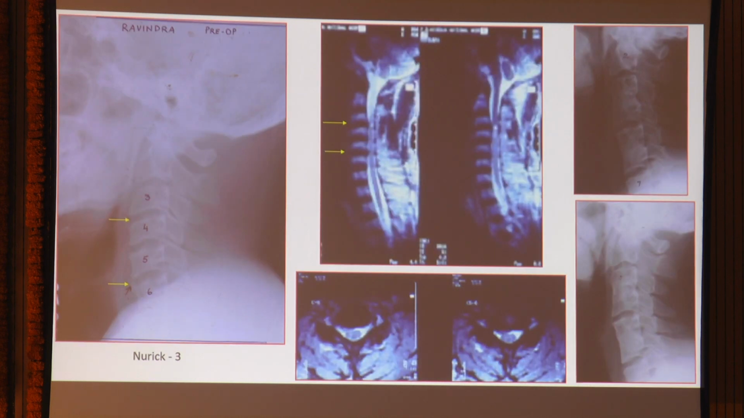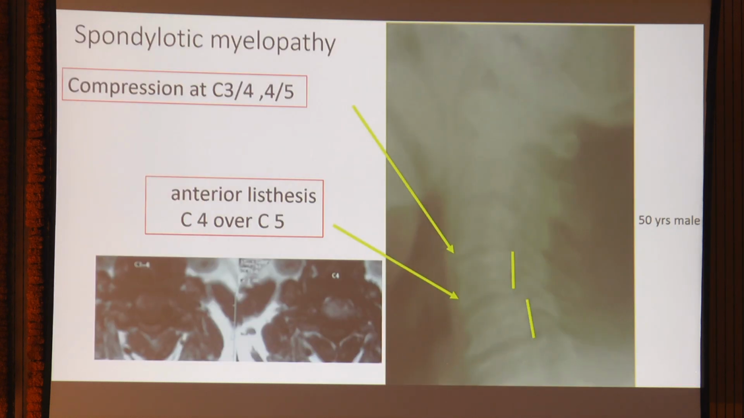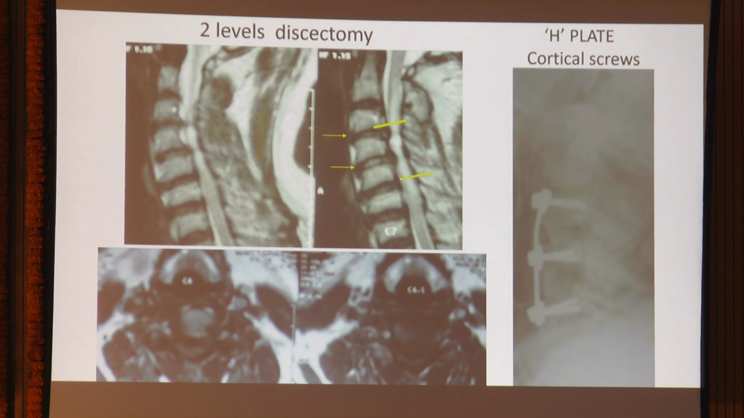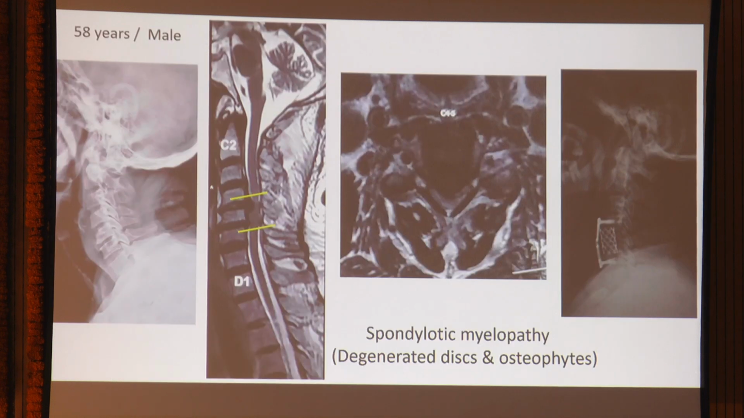Here at 2 different levels, discectomy at those 2 different levels. You can see almost the fusion is so good, it is looking like a block vertebra. Now this is a case of spondylotic myelopathy, compression at C3-4 and C4-5, and there is an anterior listhesis of C4 over C5. So 2-level discectomy, and this is the H plate we used to have almost 30 years back. So that is the fusion in that area.